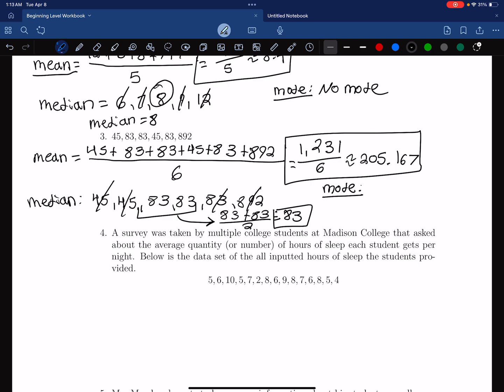And then now let's look at our mode. Our mode is going to be 83 because 83 repeats 3 times. And there's no other values that repeat 3 times or more. So we're going to have 83 as our mode. And then our range. That is going to be 892 minus the smallest value, which is 45. And if you subtract those 2 numbers, you should get 847.